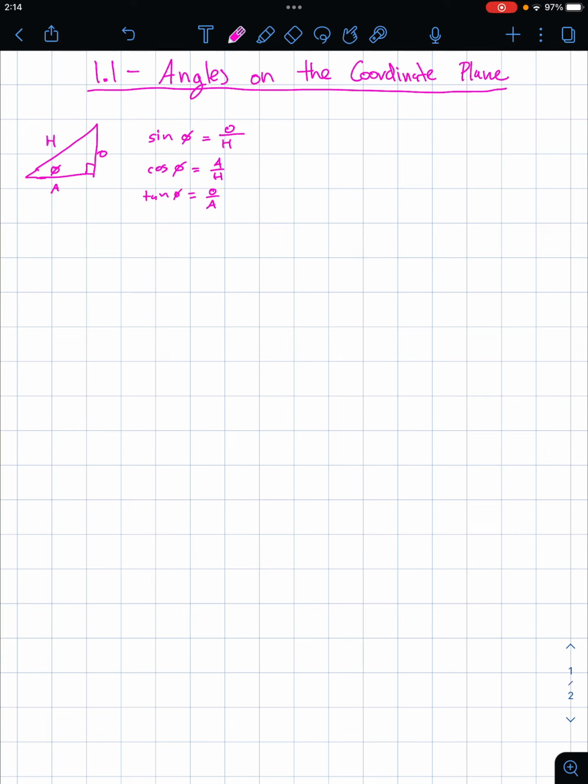In geometry, right triangle trigonometry is a powerful tool that's allowed us to solve many problems and has many real-world applications, such as finding the height of a tall object, like a building, without actually having to climb up to the top.